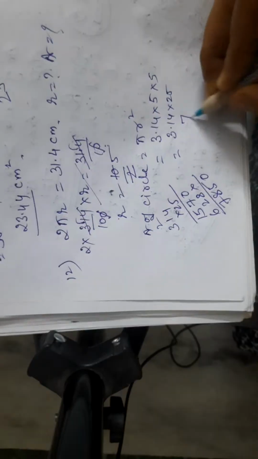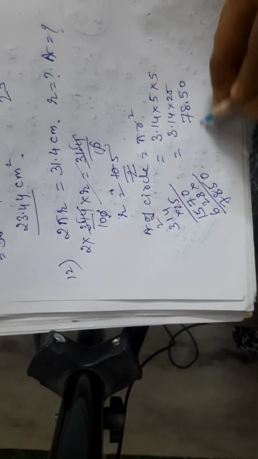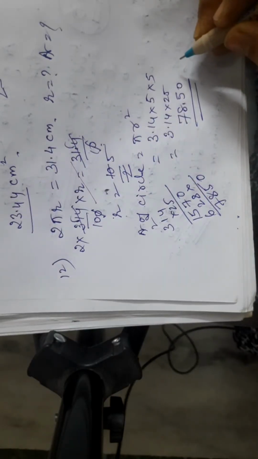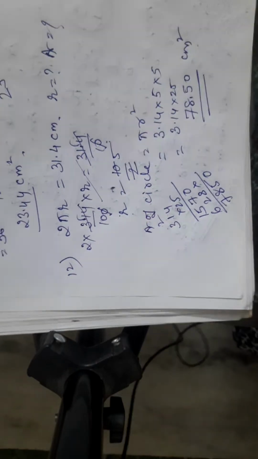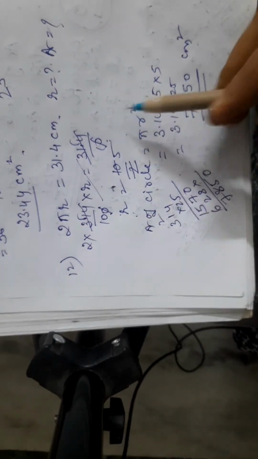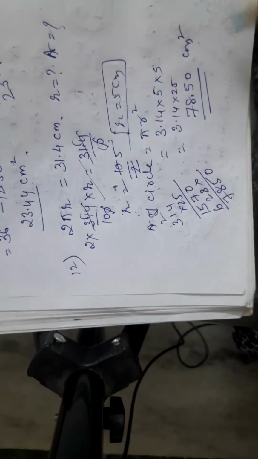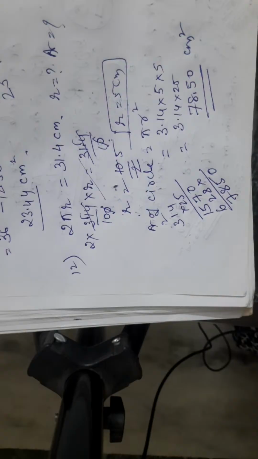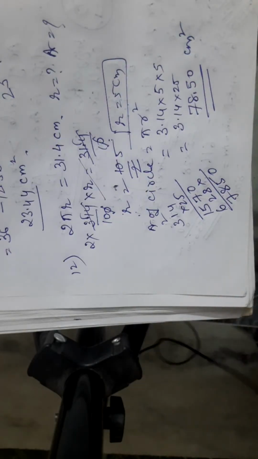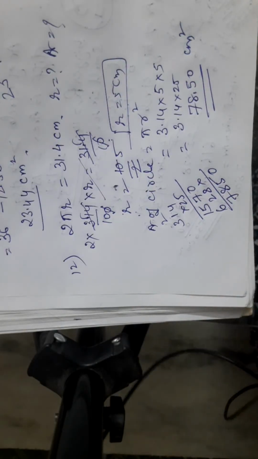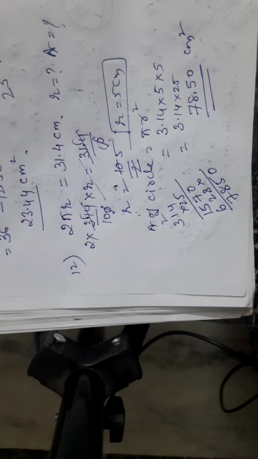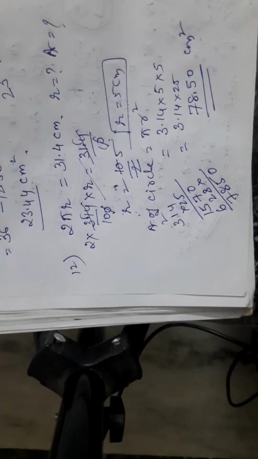So final answer is 78.5 centimeter square. Radius of the circle is 5 centimeter and area of the circle is 78.50. So we got the answer. Have you got 78.5? So it's 78.50.